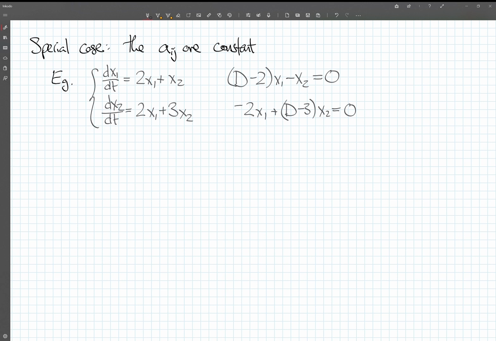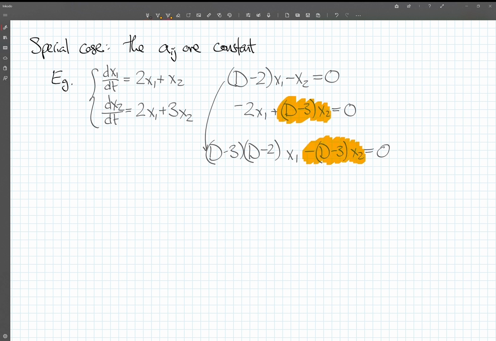What I want to do is hit both sides of the first equation with d minus 3. And I'm going to leave that second equation alone, and now you see that we're in precisely the right situation in which we would want to add the two equations. Now we have an equation in x1. It happens to be a second order equation.